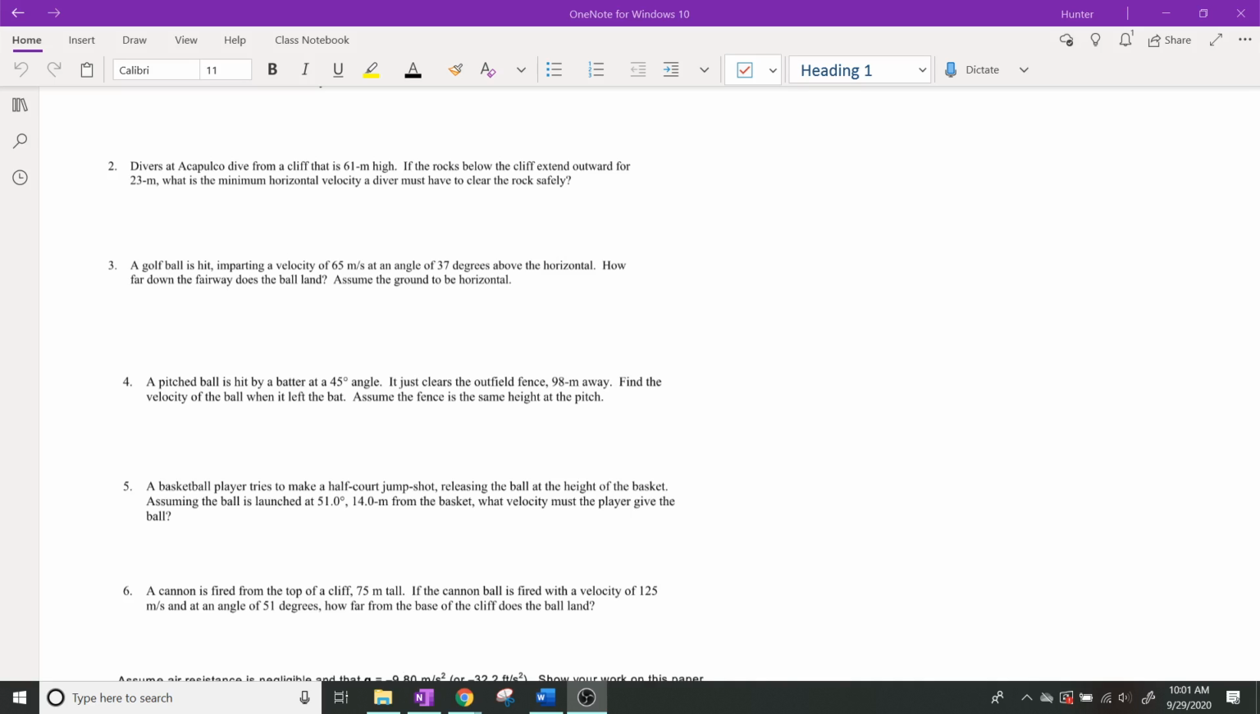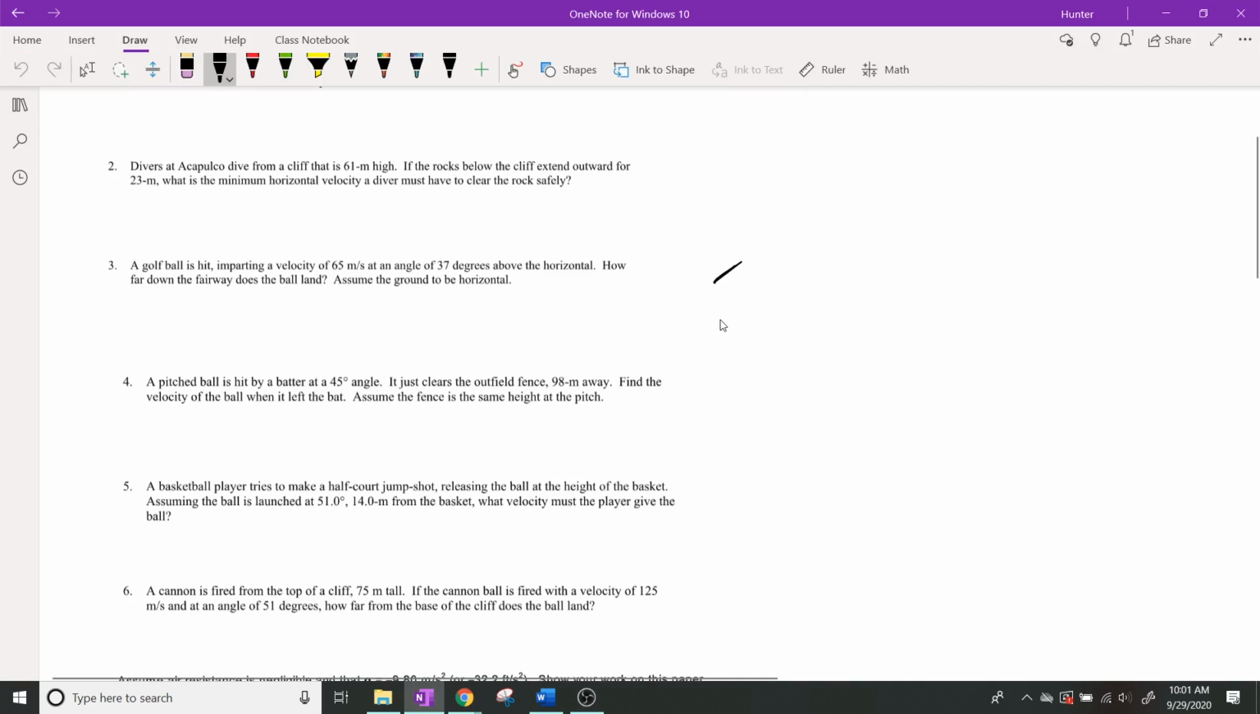A pitched ball is hit by a batter at a 45-degree angle. It just clears the outfield fence 98 meters away. Find the velocity of the ball when it left the bat. Sorry, I can't read from here. Assume the fence is the same height as the pitch. That's a good thing. So at least we don't have to worry about that extra height at the end.